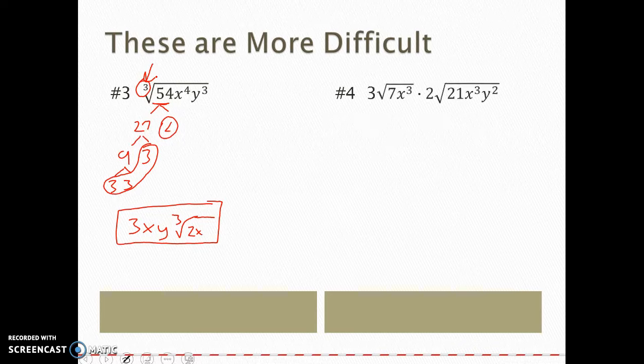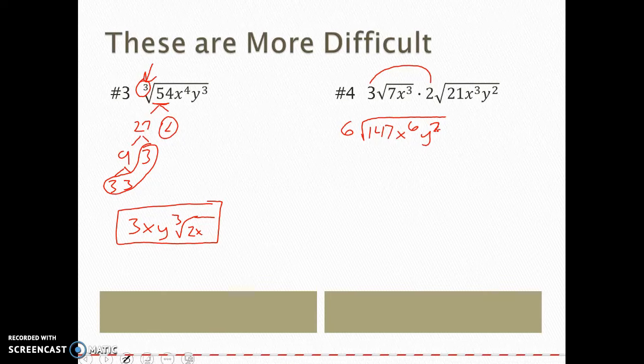Let's move on to number 4. So now we're multiplying 2 radicals together. I think what I'm going to do here is multiply everything that I can multiply together first. For example, I can multiply the actual numbers together. 3 times 2 is 6. Then I can multiply the stuff in the square roots together, like 7 times 21. 7 times 21 is 147, I think. x to the 3rd times x to the 3rd. Well, we go back to the product property. We're going to add those exponents because they're like bases. That's x to the 6th. And then we have y to the 2nd. And so now I've written this as a single radical expression.